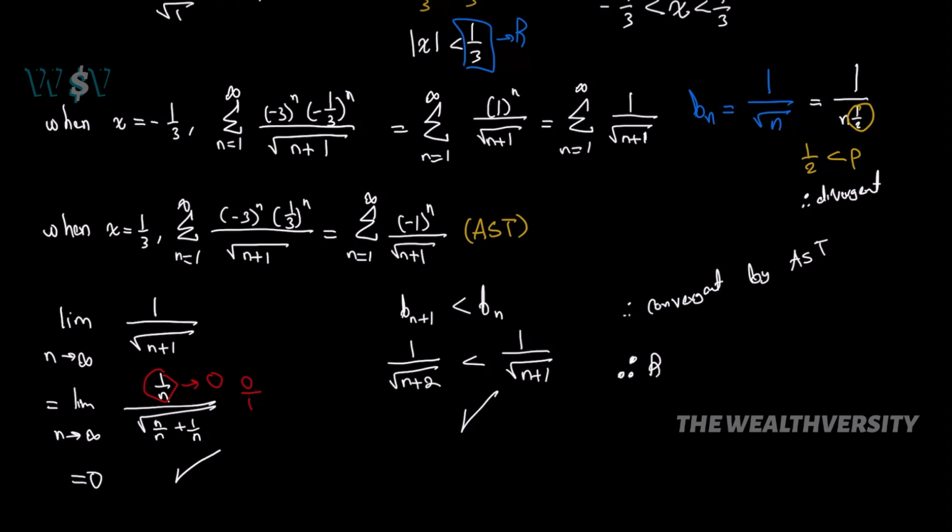Therefore, the radius of convergence is 1 over 3, and the interval of convergence is x is greater than negative 1 over 3 and less than or equal to 1 over 3. And you can also write it as negative 1 over 3 to 1 over 3, and make sure to use square brackets for 1 over 3 since that endpoint is included.